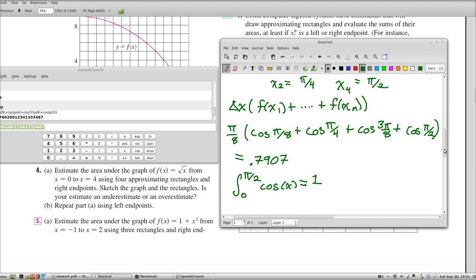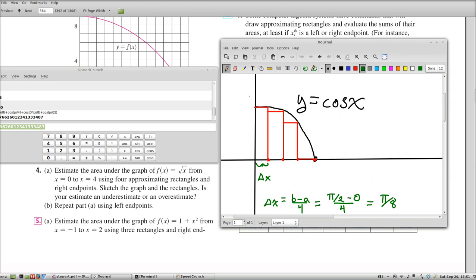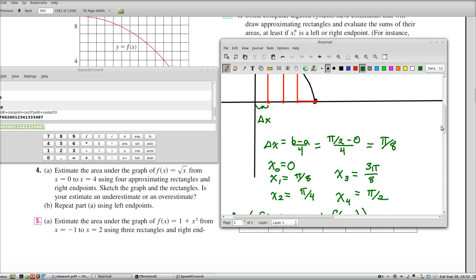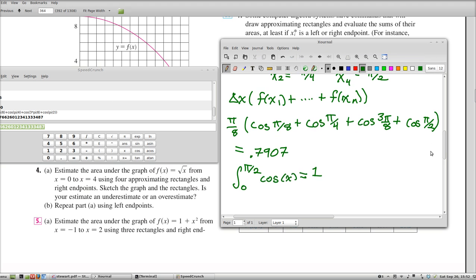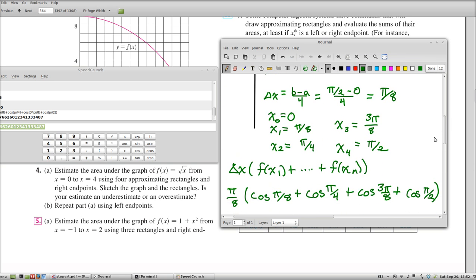And the reason I know that it's equal to 1 is because I have memorized that one lobe is worth 2, and this is half of one lobe, so half of 2 is 1. So the true answer here is 1, and we're getting an underestimate.